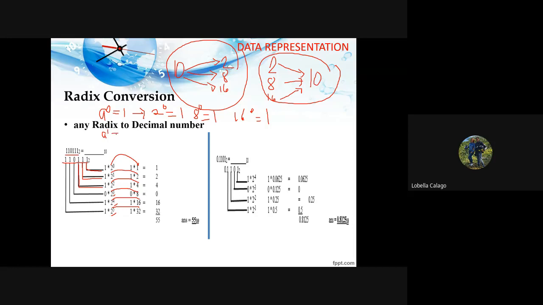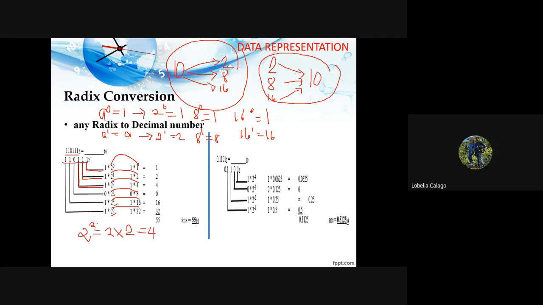A raised to 1 is a. So, ibig sabihin, pag 2 raised to 1 is still 2. Pag 8 raised to 1, it's still 8. And 16 raised to 1 is still 16. How about yung iba? So, for example, ang ibig sabihin ng 2 raised to 2, it means that you multiply 2 ng dalawang beses. So, yung exponent na 2 ay telling you kung ilang beses mo i-multiply yung base, which is 2.